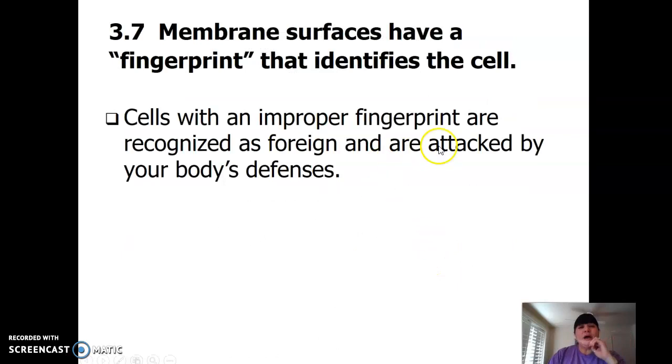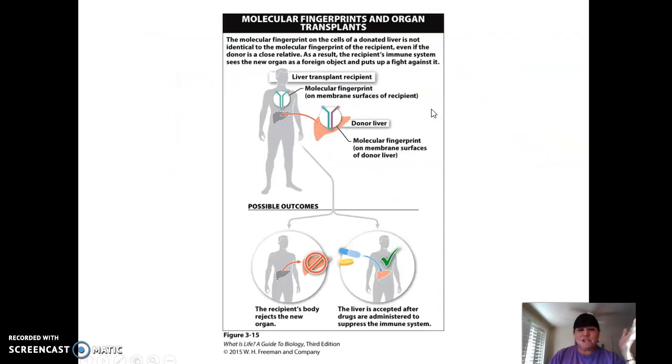Oh, here, membrane surface has fingerprint that identifies a cell. So those recognition proteins, and this is again a beautiful slide because you've heard of this stuff and it's like, oh, we're learning about it in biology. So here, for example, let's say this person needs a liver transplant and these are the proteins on their cell membrane. And let's say here's a donor liver and these are the proteins.